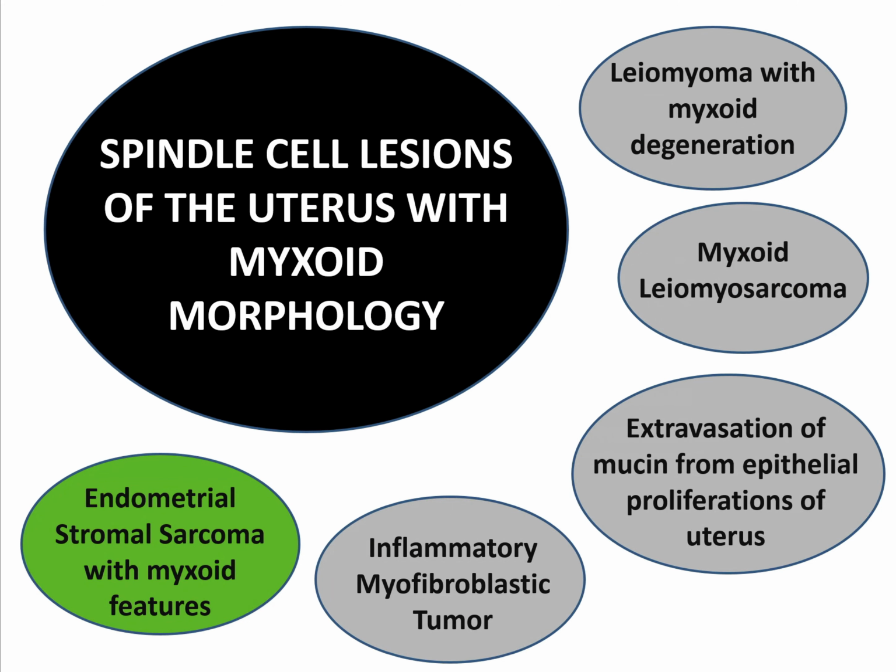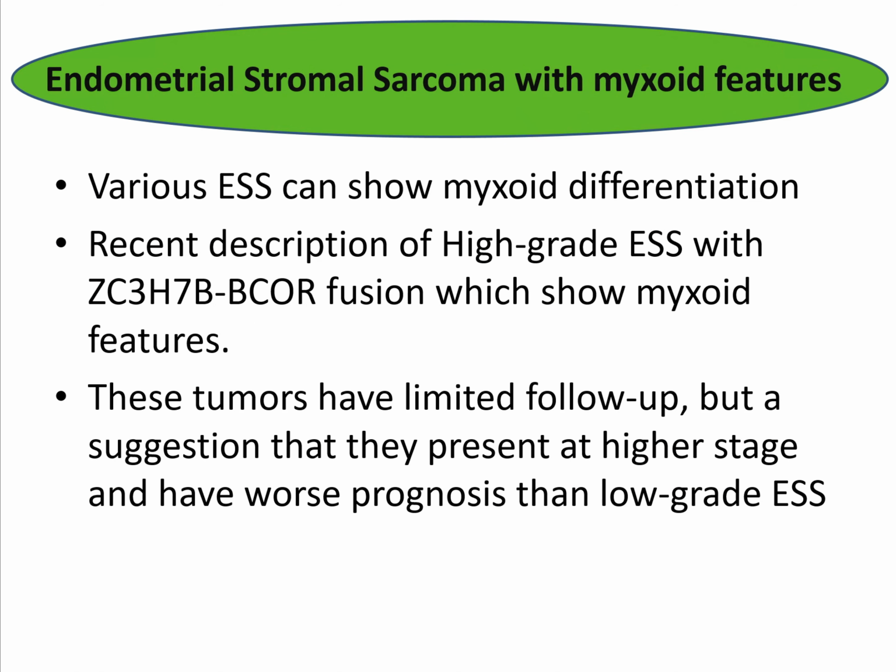The fourth entity we'll talk about is endometrial stromal sarcoma with myxoid features. Various endometrial stromal sarcomas can show myxoid differentiation. I'm not going to focus on every single kind, especially since the classification of ESS is the topic of an entire different lecture. It's become so interesting in the past couple of years as various molecular techniques have allowed us to refine that.